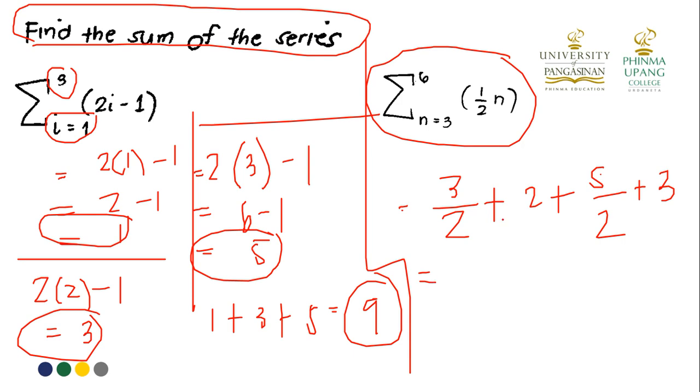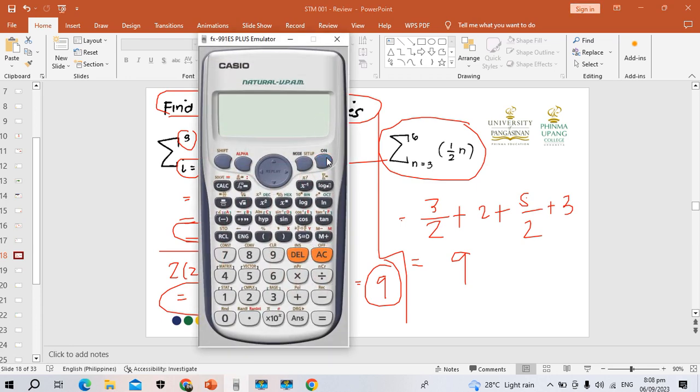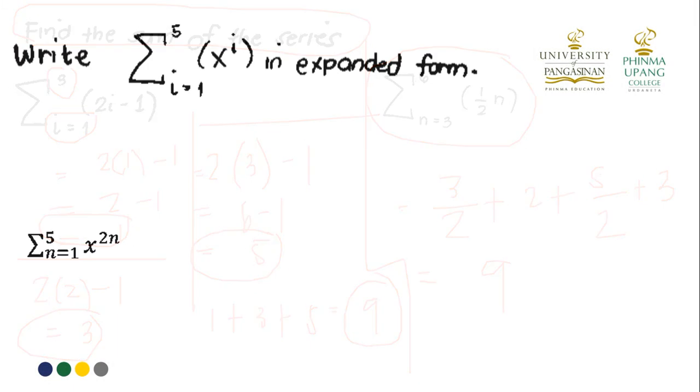Okay? 3. Then, add nyo lahat ito. 3 halves plus 2 plus 5 halves plus 3. Answer? It's 9. Yes po, it's 9 po yung answer dyan. Kung calculator mo lang kung hindi mo kayang isolve mentally. So try natin i-solve using calculator again. 3 all over 2 plus 2 plus 5 all over 2 then plus 3 and the answer is 9. So our answer is correct. Now, let's move on to the next example.